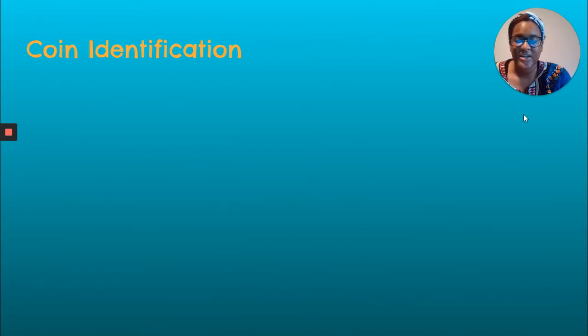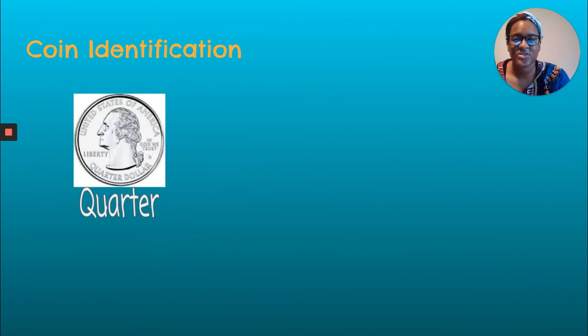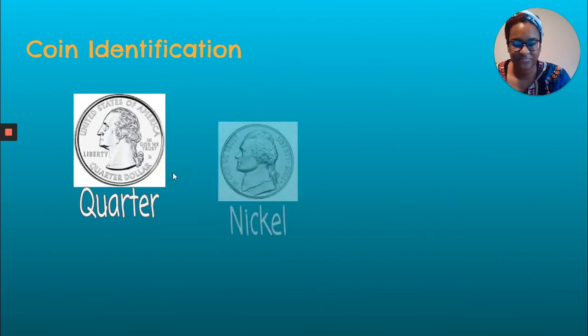So we're starting with coin identification. First thing we're going to do is go over the different coins. The first is a quarter. See, we have our quarter here. It says United States of America on the top. It is the biggest of the 4 coins that we use the most, and it says quarter here. A quarter is worth 25 cents because a quarter is 1/4 of a dollar.